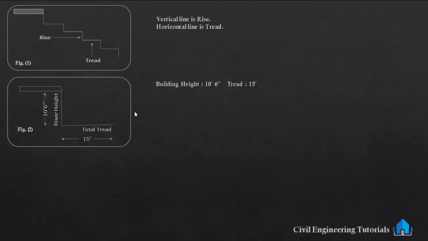Now we have to take the desired unit rise. In some staircases, rise is taken as 5 inch, sometimes 6 inch or 7 inch. Here I am going to take rise equal to 6 inch. So the desired unit rise is equal to 6 inch. Now we have to calculate the number of rise. Number of rise is equal to height of building divided by rise. So height of building is 10 feet and 6 inch and rise is 6 inch. So 10 feet and 6 inches divided by 6 inches is equal to 21 numbers of rise.